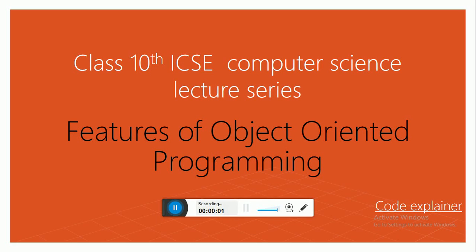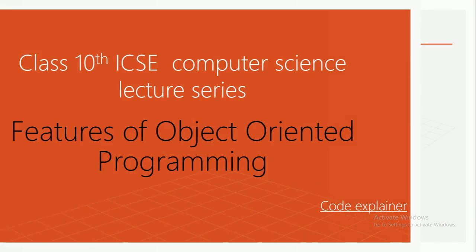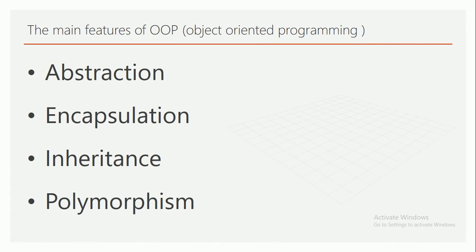Hello friends, so today we're going to discuss the features of object-oriented programming. So let's continue. The main features of object-oriented programming include abstraction, encapsulation, inheritance, and polymorphism.